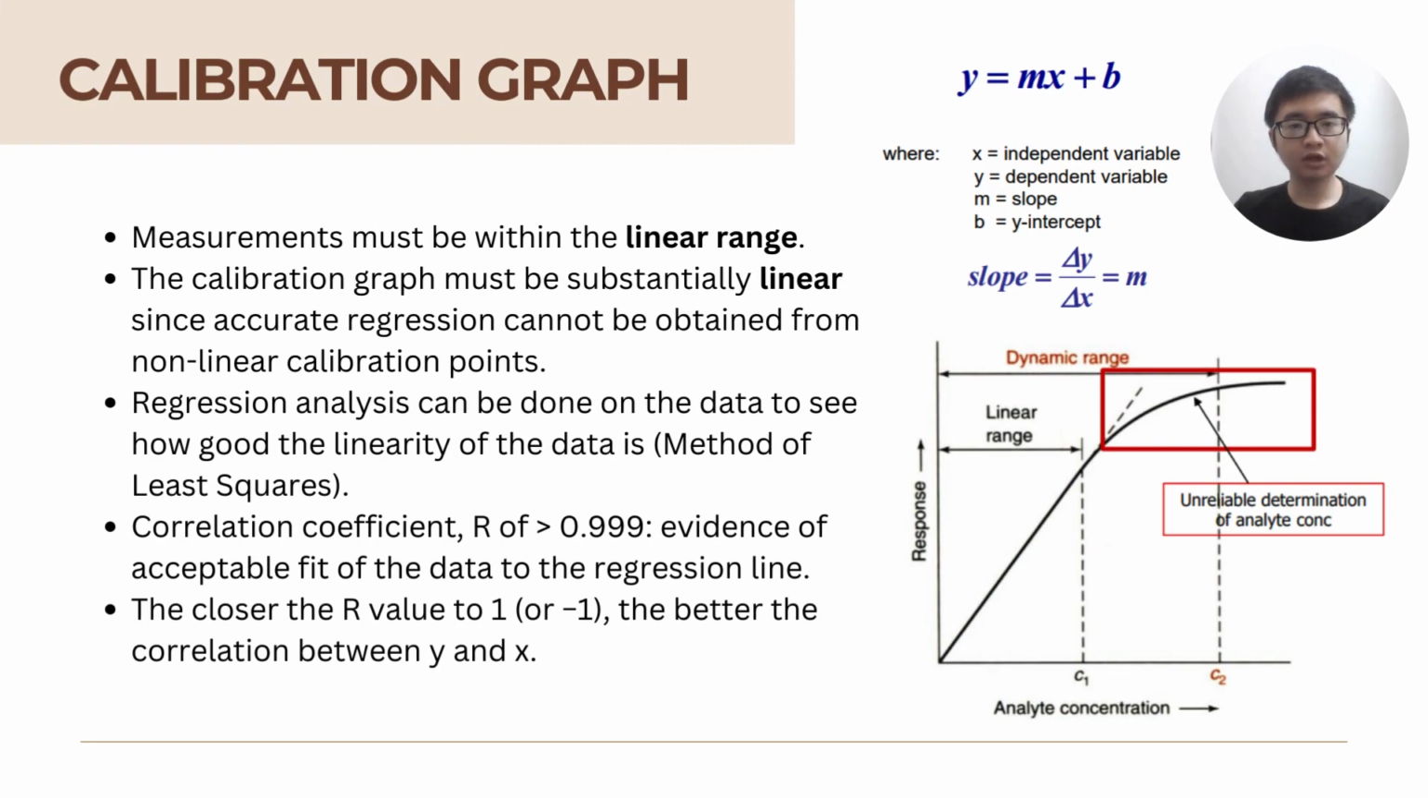For the calibration graph, the measurement must be within the linear range because an accurate relation cannot be obtained from the non-linear calibration points. To have a better correlation between Y and X, the correlation coefficient of a calibration curve must be greater than 0.999 as evidence of an acceptable fit of the data to a regression line.